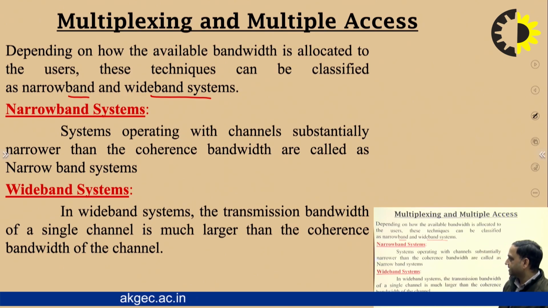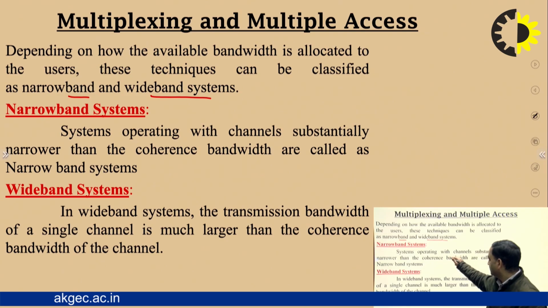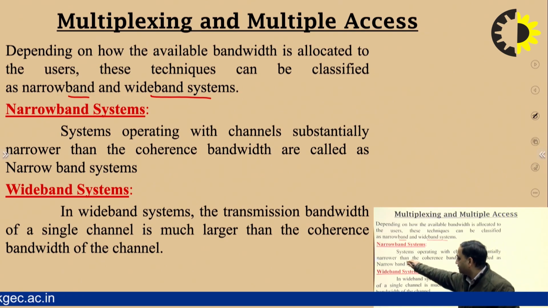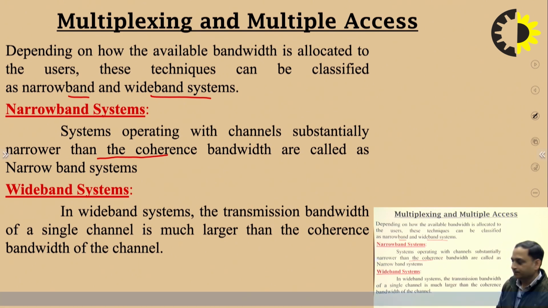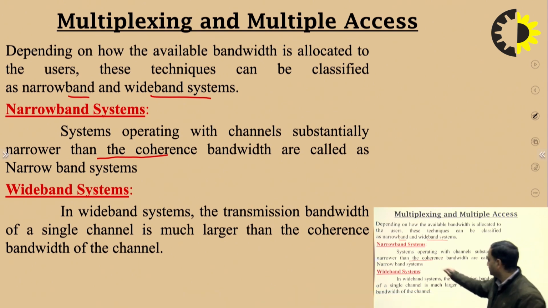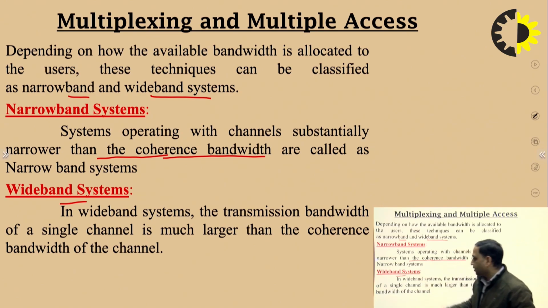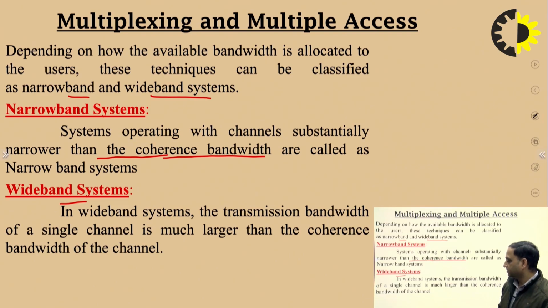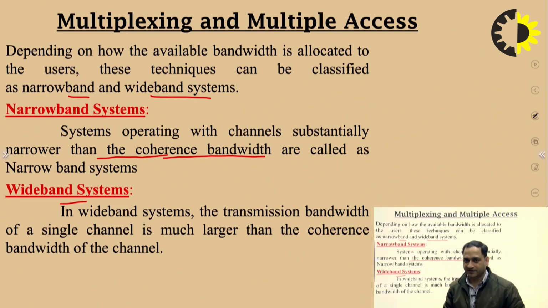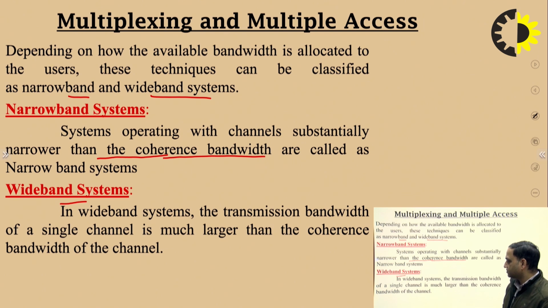In the narrowband system technique, the bandwidth used for the channel is very narrow, narrower than the coherence bandwidth. This is the condition: a bandwidth lesser than the coherence bandwidth is called a narrowband system. If we talk about the wideband system, it works on a wide band of the frequency range, which is greater than the coherence bandwidth. If it follows that condition, then that system is called a wideband system.